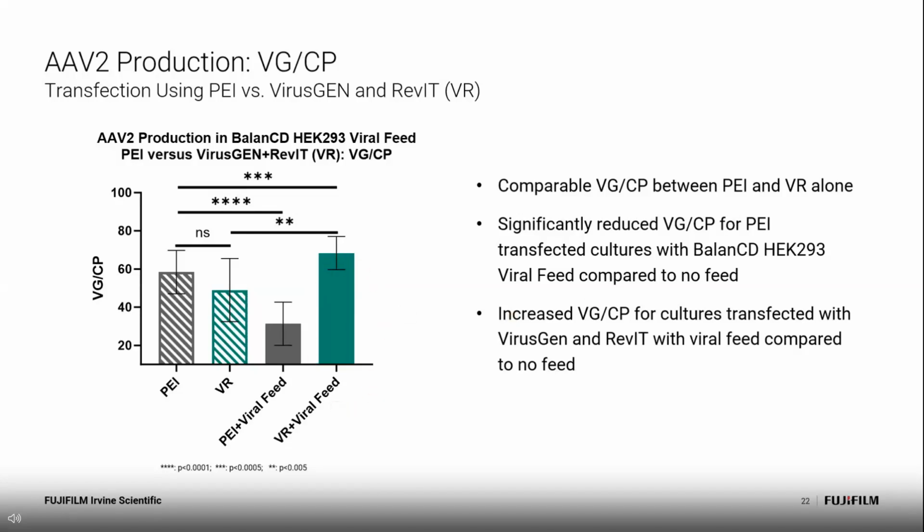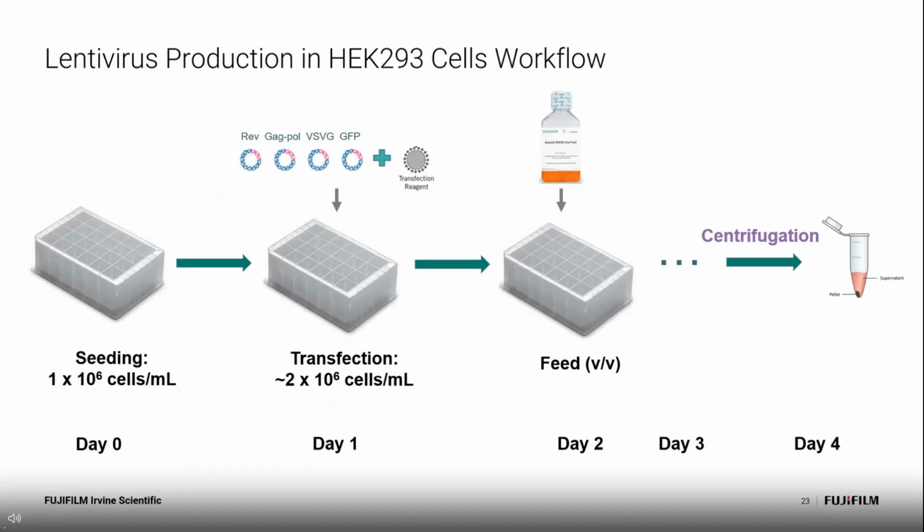Next, I'd like to switch gears and talk about the application of balanced HEK293 viral feed in lentiviral vector production. The process is very similar to AAV production, except we're using a 4 plasmid system for lentiviral vector generation instead of 3 plasmids for AAV. And again, viral feed is added 24 hours after transfection at 12% of the culture volume. For harvesting, we use centrifugation to separate the cell pellet and the supernatant, and we collect the supernatant for titer measurement.